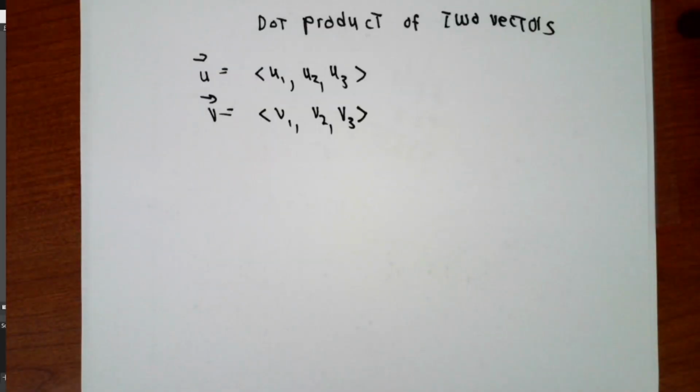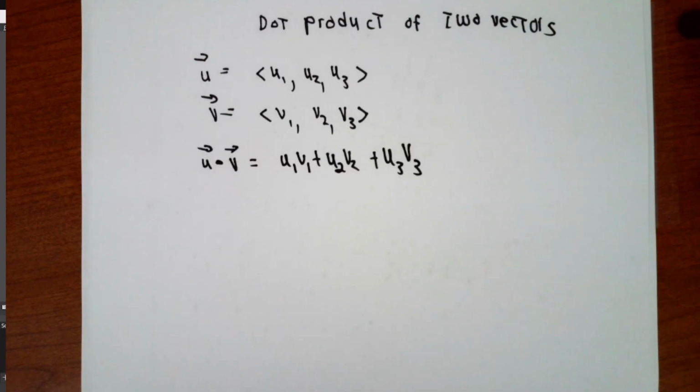If I have two vectors in three-dimensional space, u being u1, u2, u3, and v being v1, v2, v3 in component form, I'm going to define the dot product of the two vectors to be this. I need to make sure that I use the little dot and not the cross symbol, the times symbol, because later that's going to mean something else to us. The dot product of two vectors is a number.